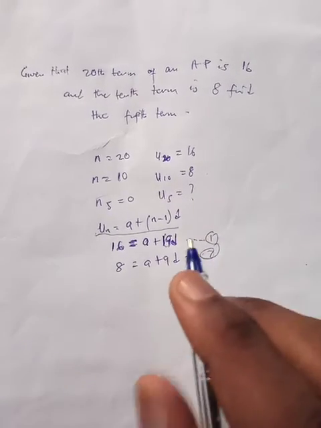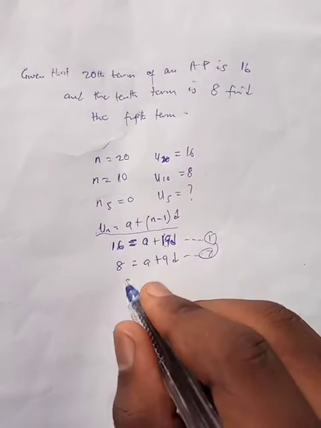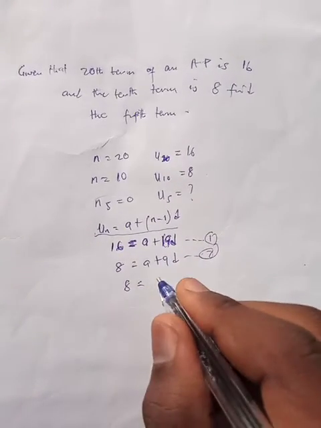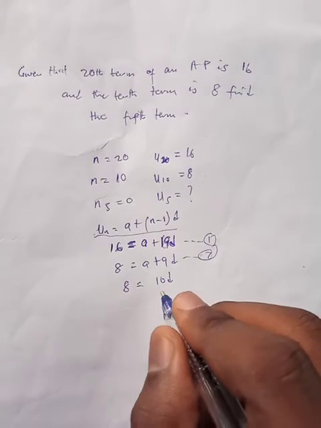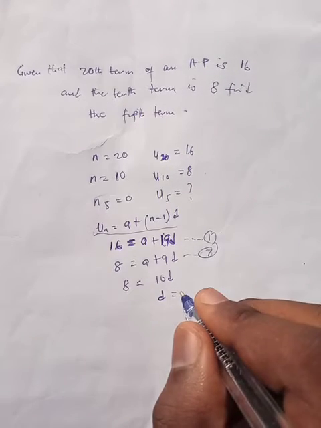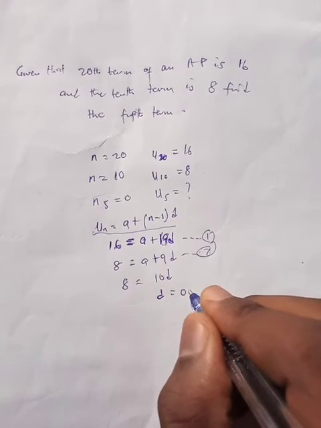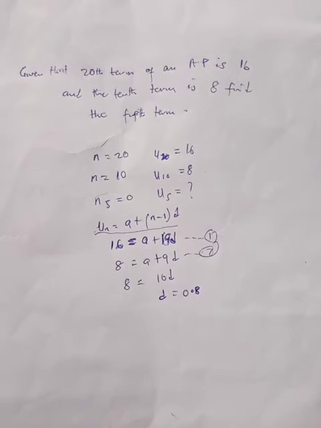So what do I do? I subtract equation 2 from 1. So I will quickly get 8 is equal to 10d. Then I'll get d is equal to 0.8. Have you seen that, guys? So this is my d. d is equal to 0.8.